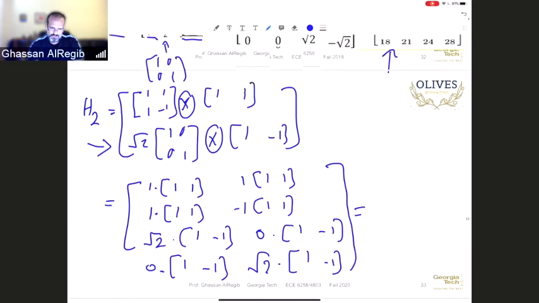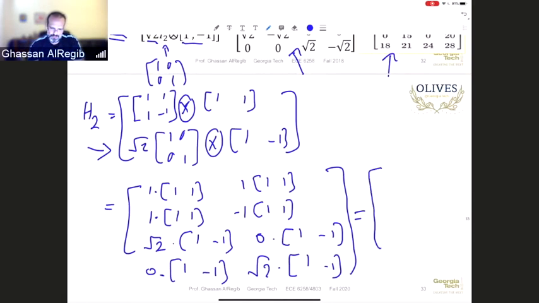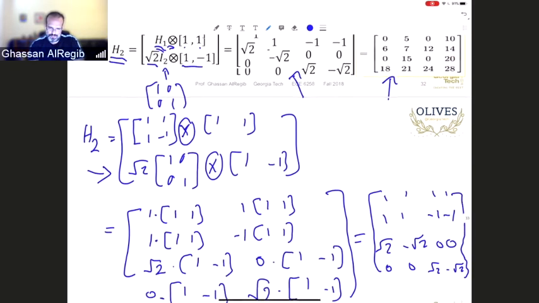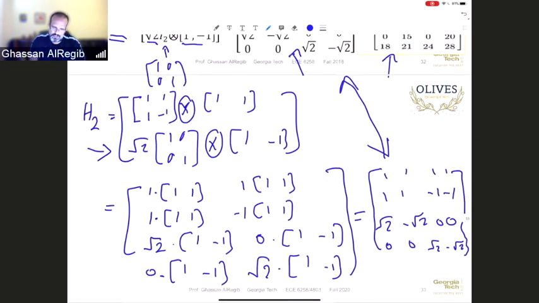And this should give you this answer in here, right? So this should be 1 and 1, 1 and 1, 1, 1, negative 1, negative 1, square root of 2, negative square root of 2, 0, 0, 0, 0, and then the square root of 2, negative square root of 2. Yeah, I think it's correct. Yes, it's the same.